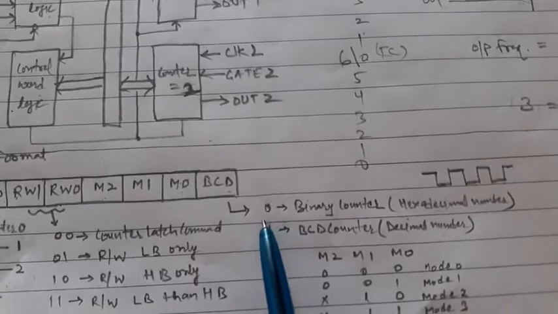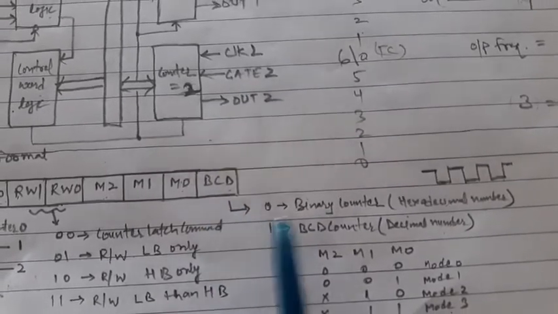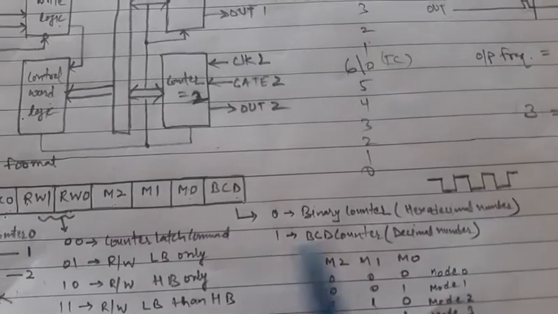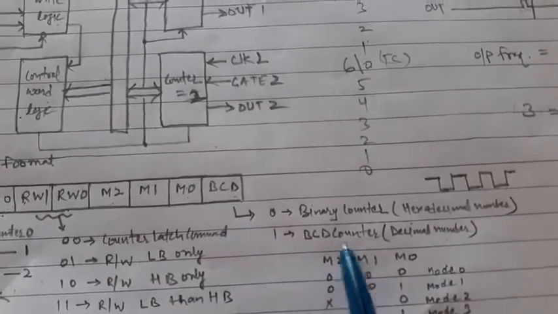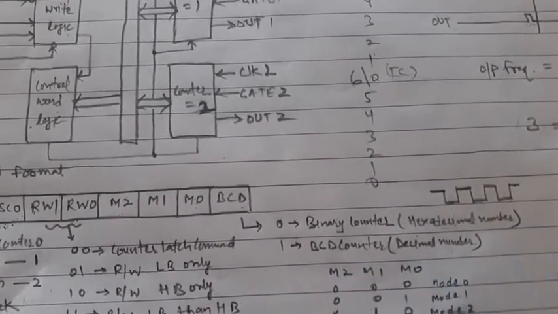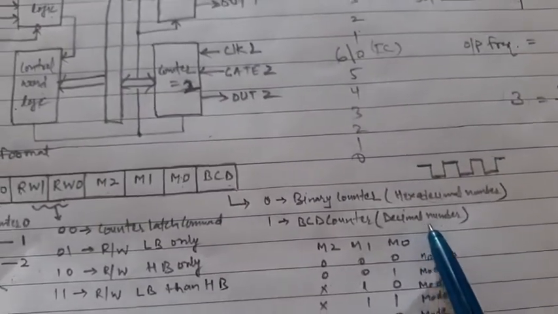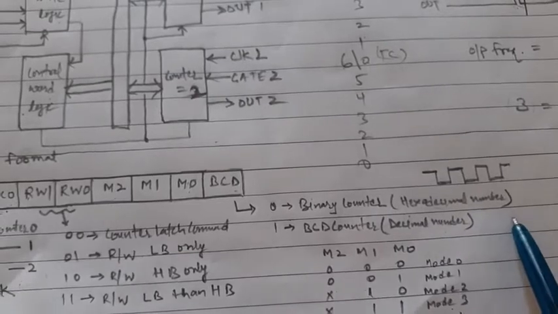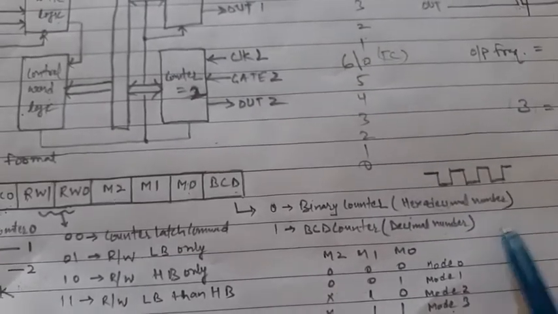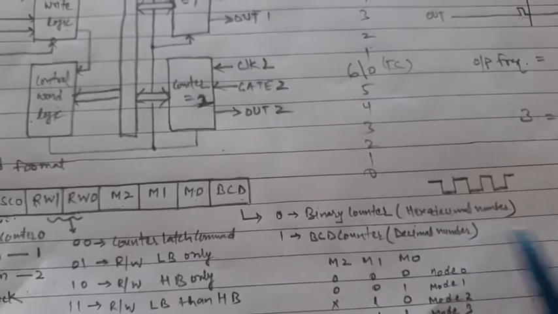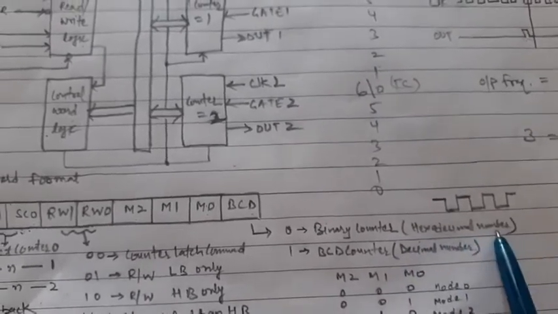For now, just understand that if this bit is 0, this is the binary counter, meaning we are operating on hexadecimal numbers, and if this bit is 1, then we are operating on decimal numbers. For decimal numbers the range is from 0000 to 9999. For numbers bigger than 9999, we need to work on hexadecimal numbers.